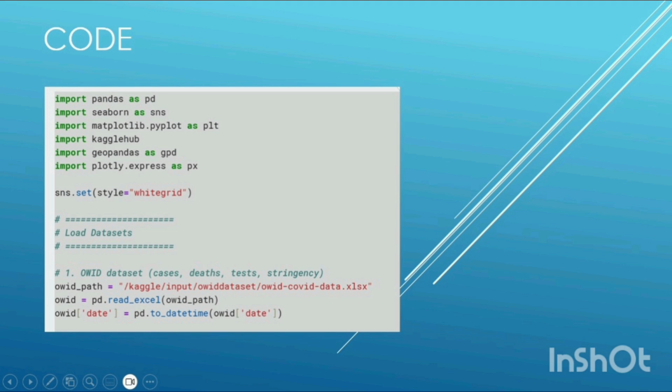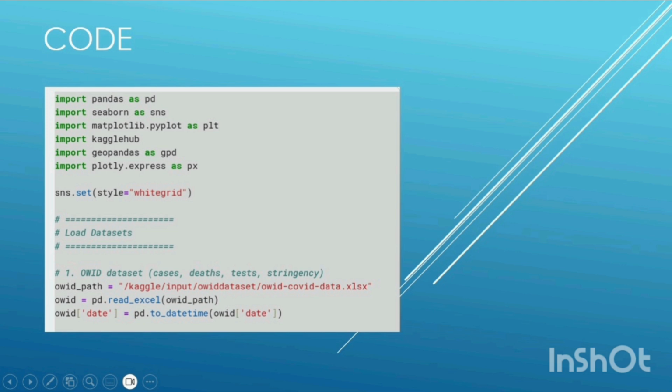First, I imported the required Python libraries. Pandas was used for data handling, Seaborn and Matplotlib for graphs, and Plotly for interactive maps. Then I loaded the two datasets and converted the date column into date-time format. This step was essential for sorting and filtering the data based on time. Without it, time series analysis would not be possible.